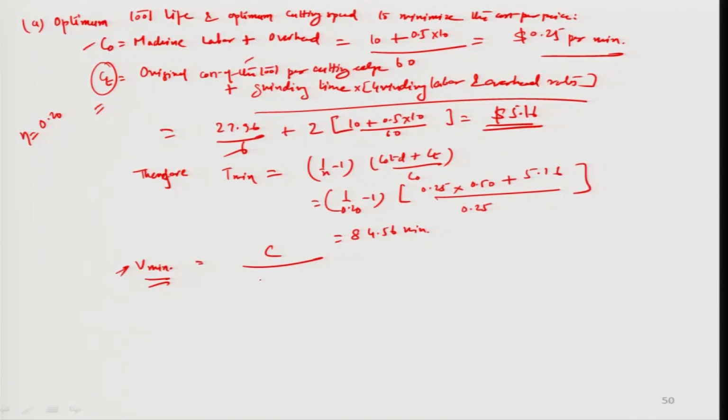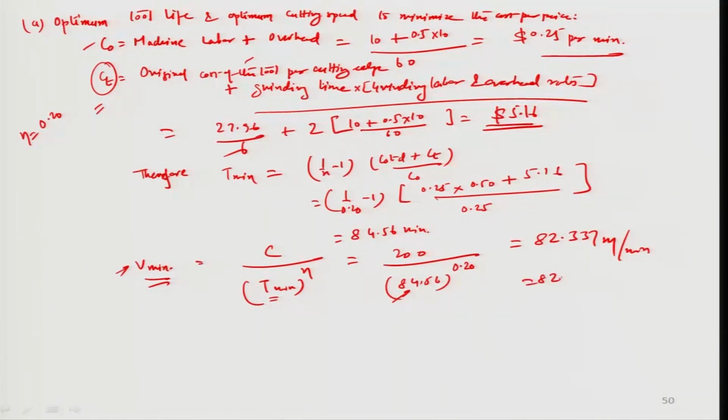and if we similarly calculate the minimum cost criteria, the velocity at the minimum cost per piece comes out to be the machining constant, the Taylor constant, divided by the tool life for the minimum cost model to the power of n. So, in this particular case it would come out as 200 divided by 84.56 minutes, corresponding to the optimum tool life, to the power 0.20, and this comes out to be 82.337 meters per minute or 82.3 meters per minute. So, this is how you estimate the velocity corresponding to the optimum cost model, and this is how you estimate the time corresponding to the optimum cost model.